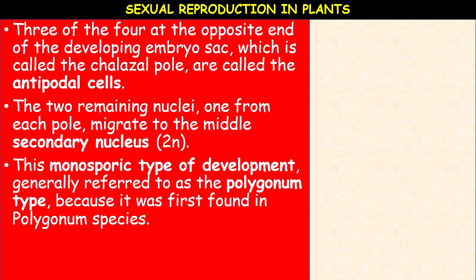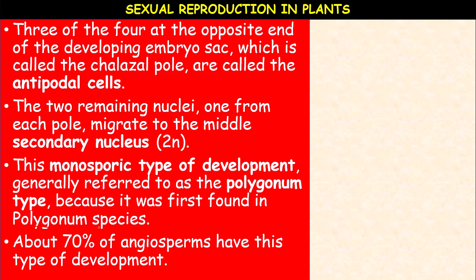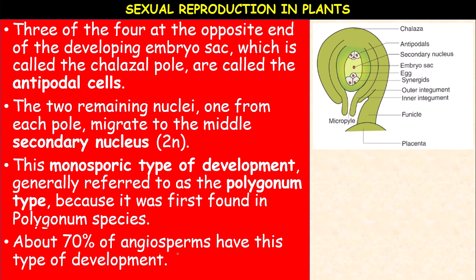This monosporic type of development is generally referred to as the Polygonum type. It is called the Polygonum type because it was first found in the Polygonum species. About 70% of angiosperms, the flowering plants, have this type of development. So, this is the Polygonum type development, and this is the ovule.